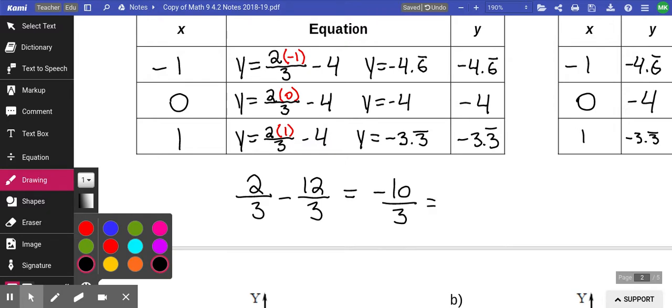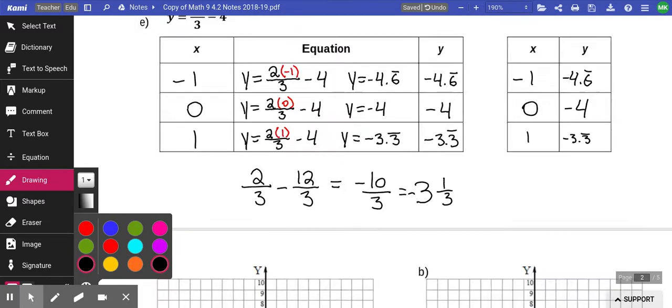And then 3 goes into 10: 3, 6, 9. It goes in 3 whole times, and I'm left with 1/3. So that's why I'm left with a 0.333. It's weird, right? Yeah. So, for sure. Okay.